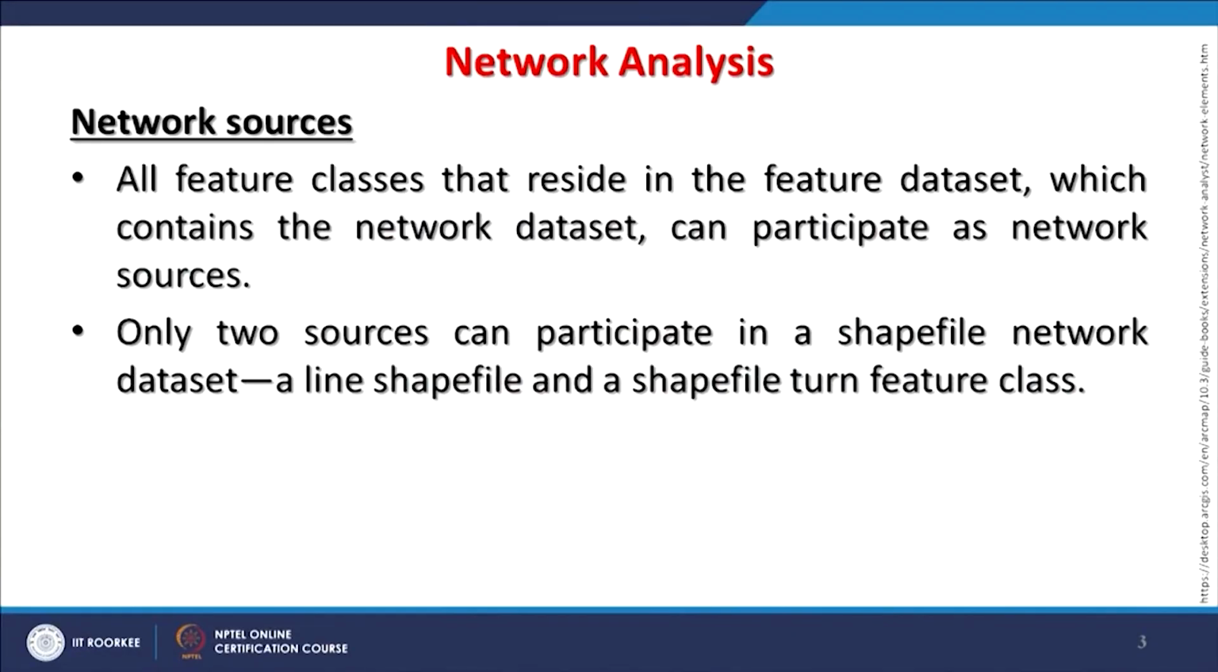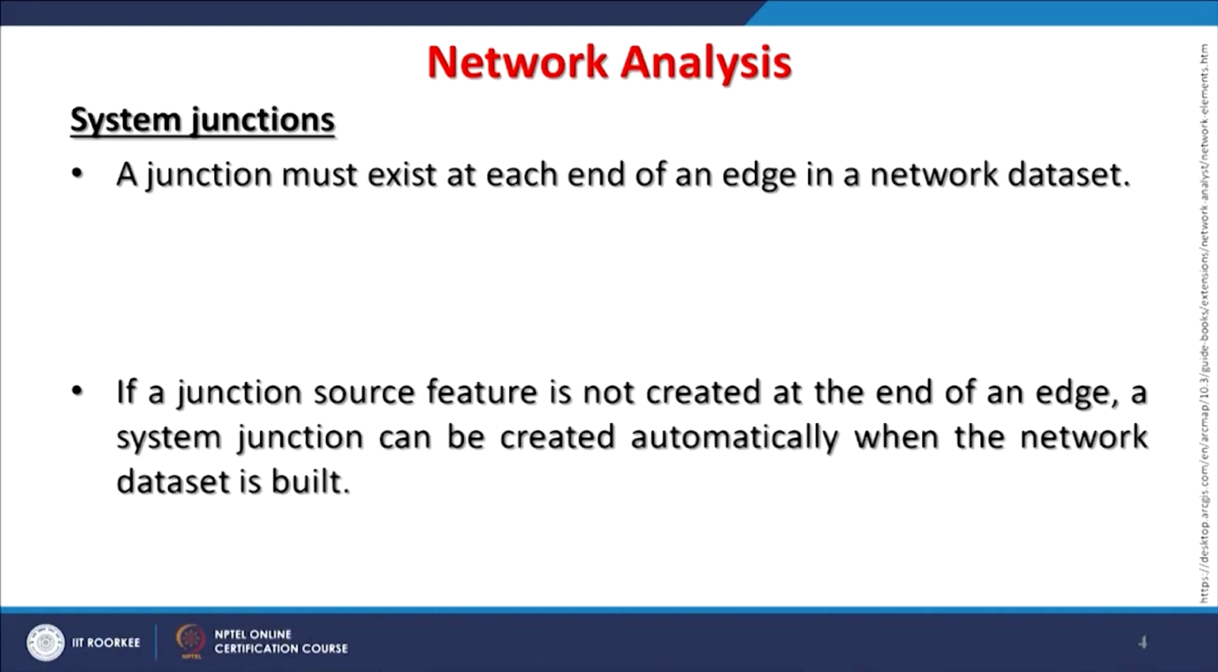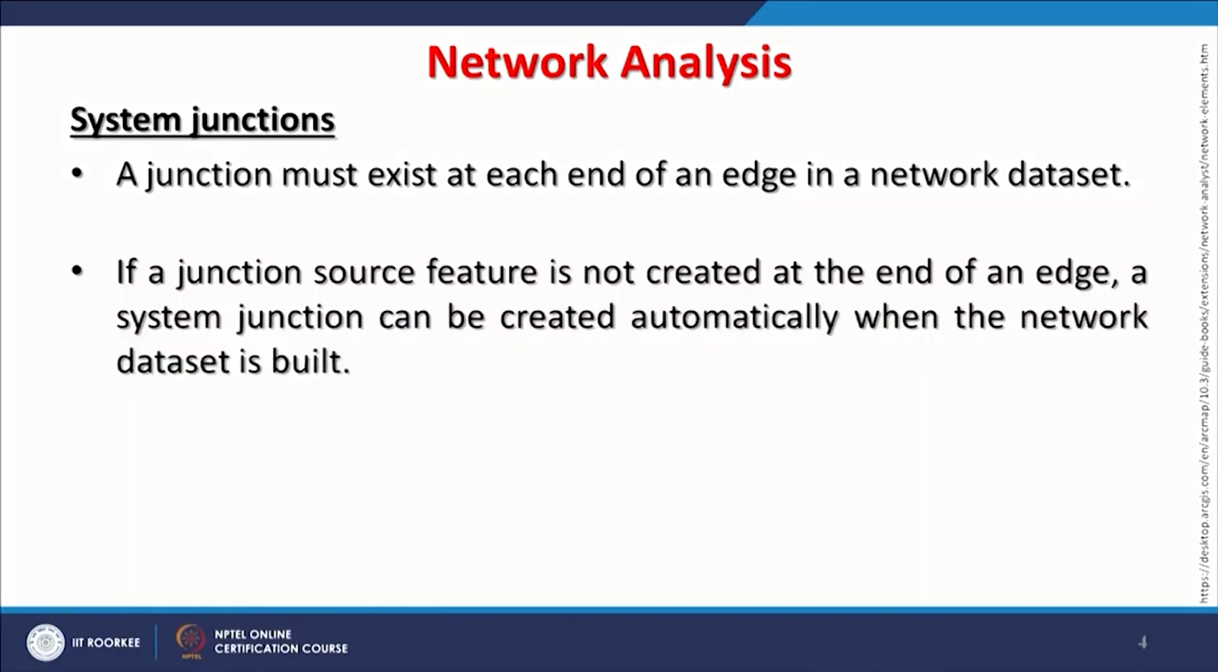And only two sources can participate in a shapefile network or a vector network data set, that is a line feature class and a turn feature class. That might be a point in that sense also. Now, in network analysis, there are system junctions, which exist at each end of an edge in a network data set. So, wherever these things are there, then there will be a junction or a terminus, you can say.